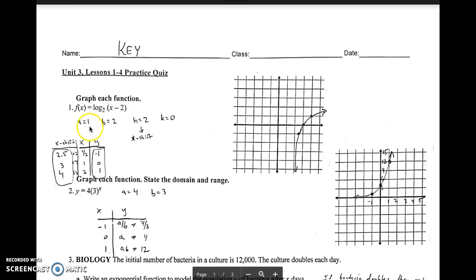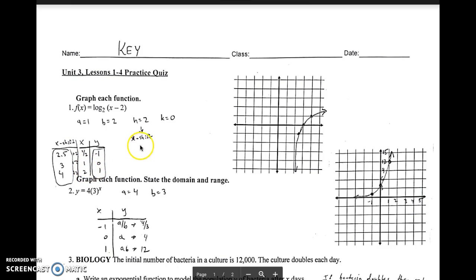When you find that your a value is 1 and your b value is more than 1, you're going to need to look at the tables that I gave during this lesson in your notes. You'll see that the y values for b greater than 1 and a equal 1 are negative 1, 0, and 1, and the x values are 1 over b, so 1 over 2, 1, and b.